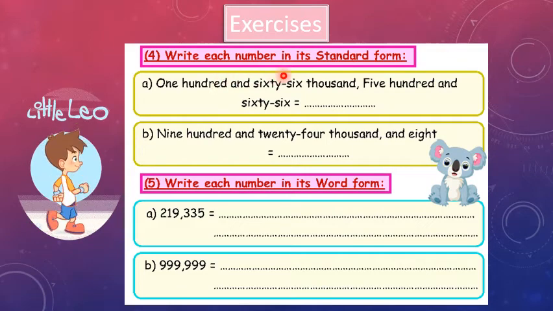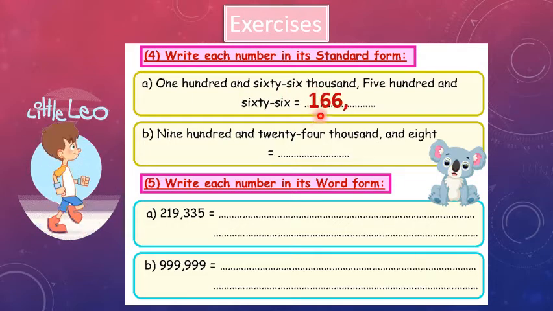Write each number in its standard form. We have here word form and we want to change it into standard form. Just read until you reach thousands, then stop. Then complete reading, then write the number. 166,000. Then write it, it will be 166, then put the comma.